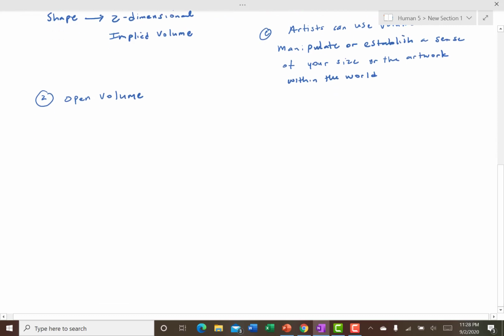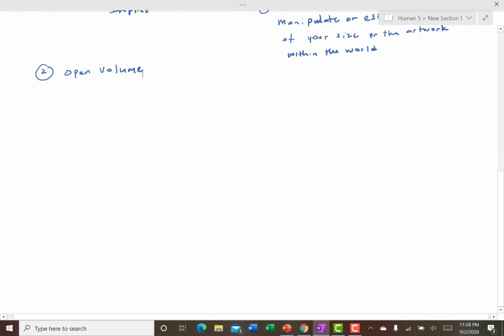Okay, so that's volume. So now open volume is when an artist encloses a space with materials, whatever they're making the art with, but is not completely solid.